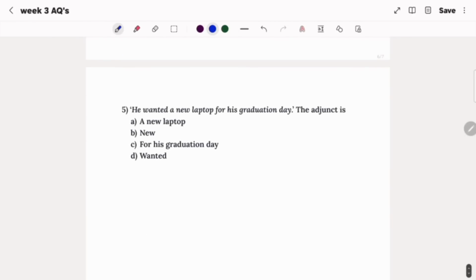He wanted a new laptop for his graduation day. The adjunct is clearly "for his graduation day", as this is giving extra information. So the answer is "for his graduation day".